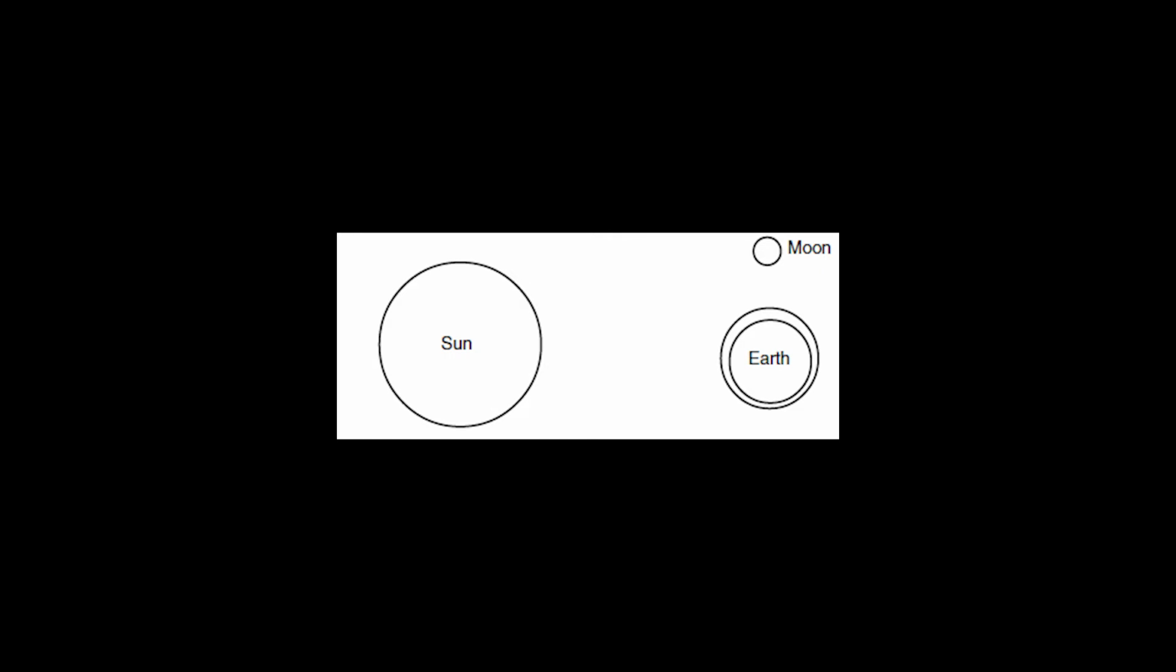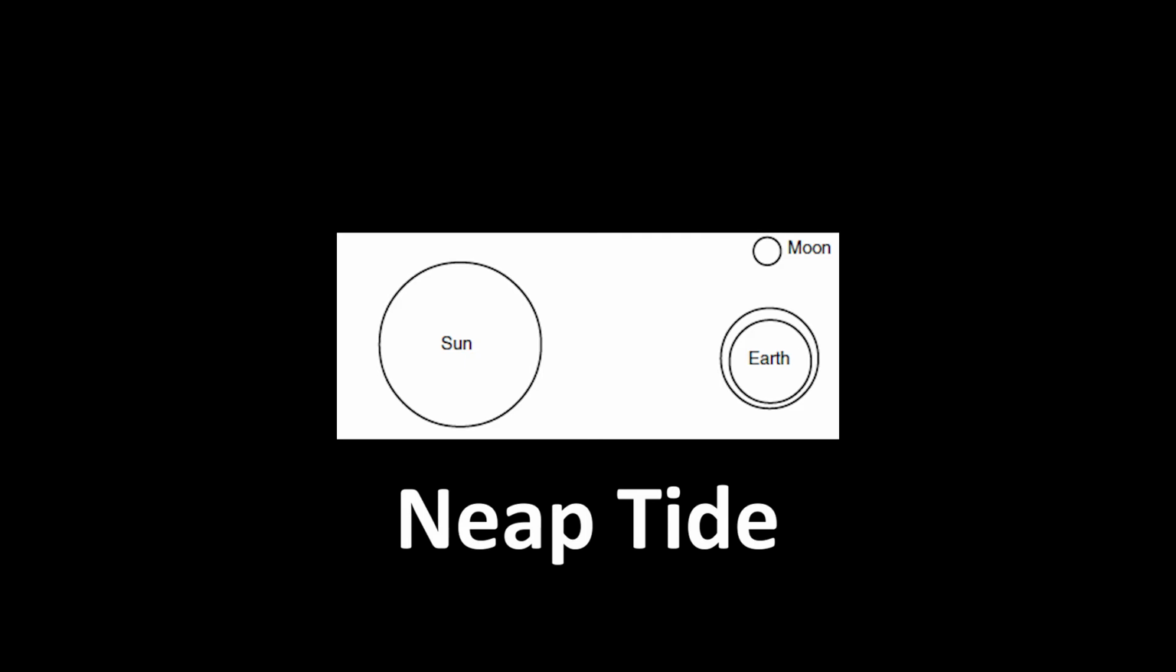Based on the position of the sun and moon, which tide is this diagram depicting? A spring tide or a neap tide? A neap tide because the sun and moon are pulling in different directions and will cancel each other out.